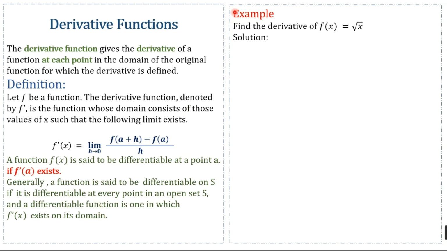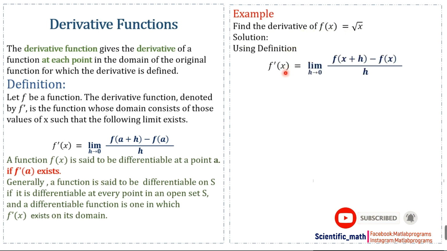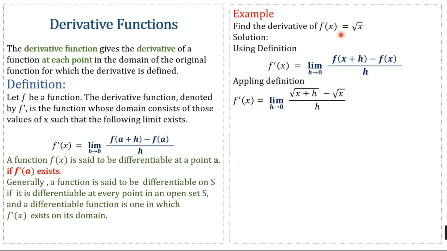Okay, so here we have an example. Find the derivative of f of x equals the square root of x. We find the derivative of this function by using the definition. The definition of the derivative is f prime of x equals the limit as h approaches 0 of f of x plus h minus f of x, divided by h. We apply this definition on the given function.